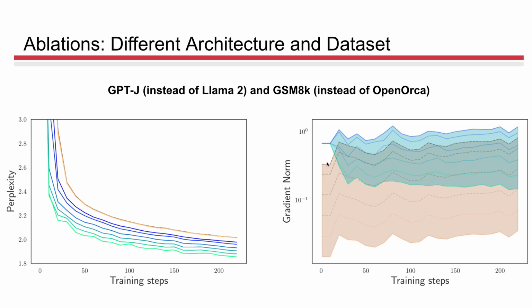The beige orange color are our LoRA gradients, which collapse as rank increases. And then the blue gradients are the rsLoRA gradients. They don't collapse as the rank increases. They stay within the same order of magnitude. So it's not Llama 2 or OpenOrca. Other architectures and other data sets also give us the rsLoRA results.